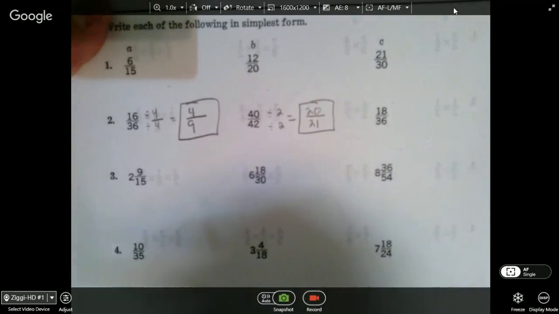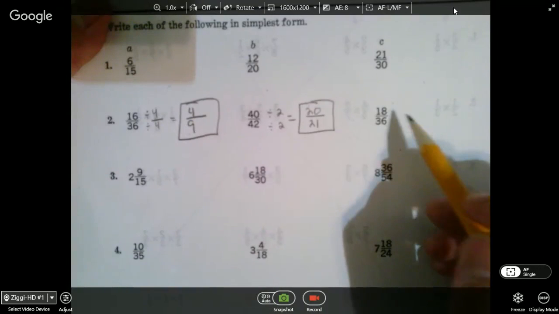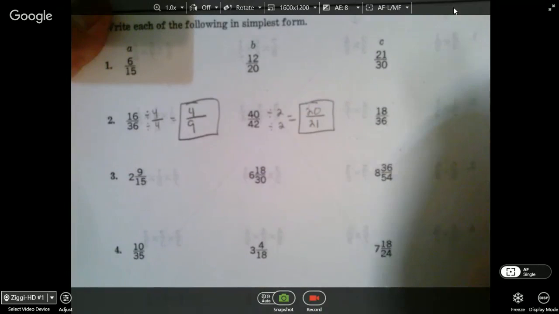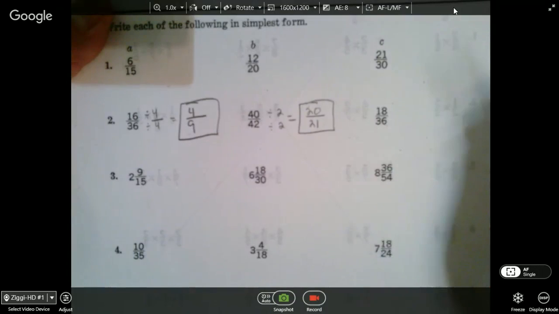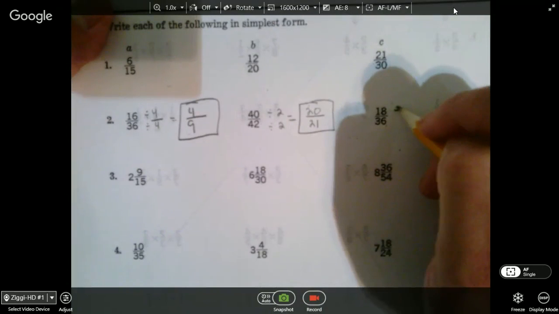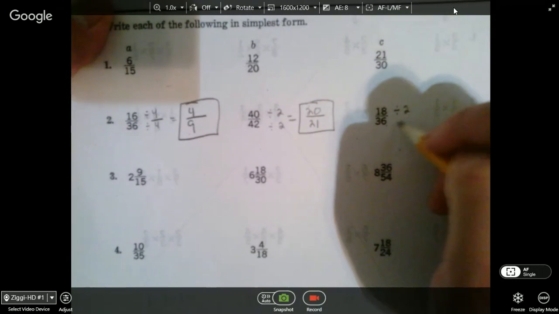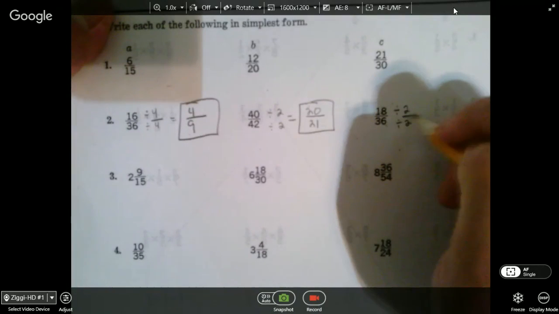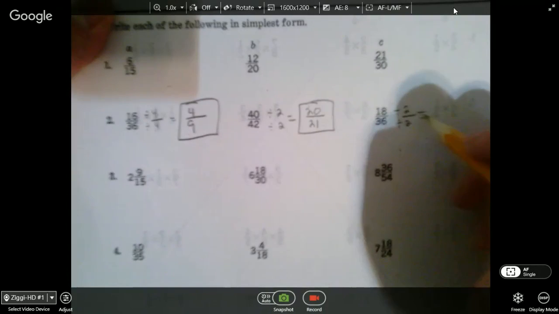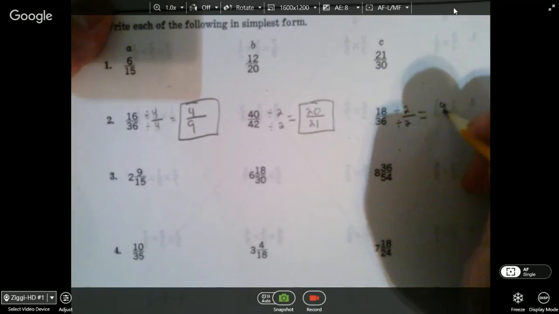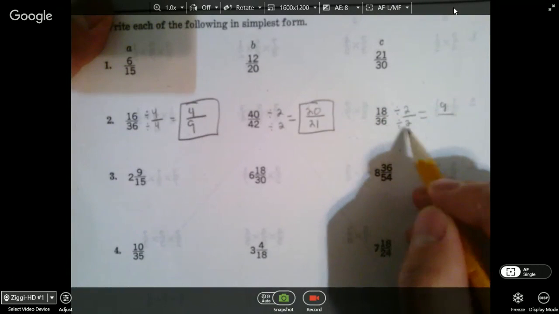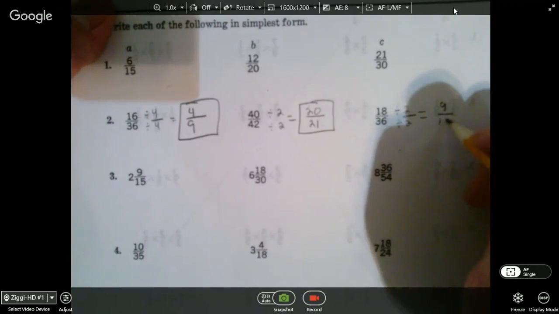18 over 36. Let's go ahead and do the same thing. Find a greatest common factor. Let's go ahead and divide. Both of these are also even numbers, so I'm going to divide by 2. So 18 divided by 2 is 9. And 36 divided by 2 is 18.